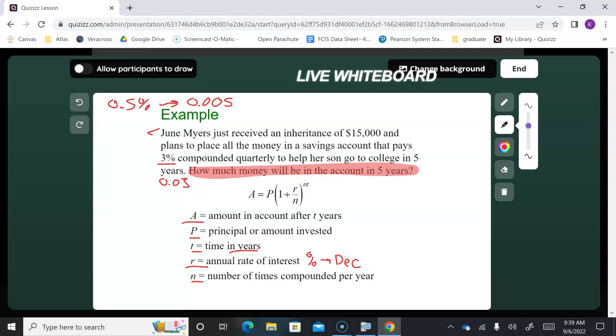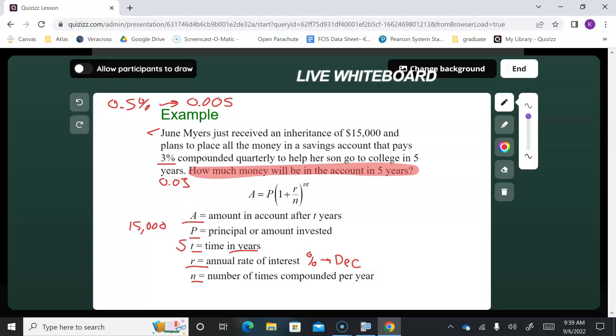Which one tells me the amount in the account? How much money will be in the account in 5 years? I'm solving for A. Okay? Hold on, let's fill in the formula first. Principal. How much is being invested? 15,000. So I've got 15,000. Time. How long? In years. It's always in years. 5 years.